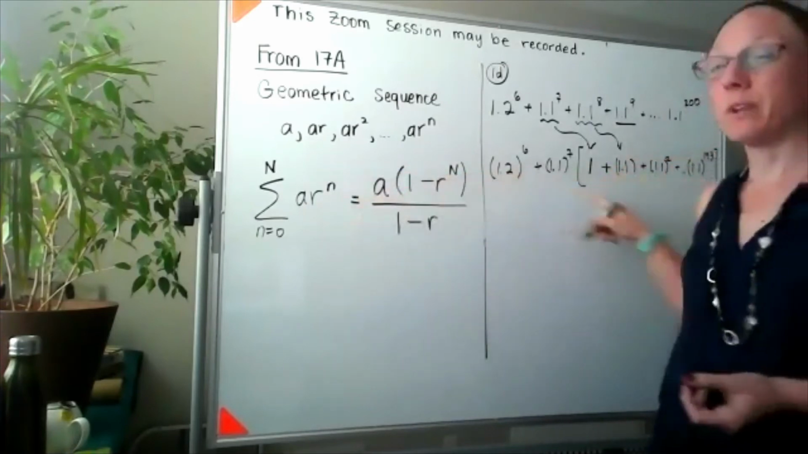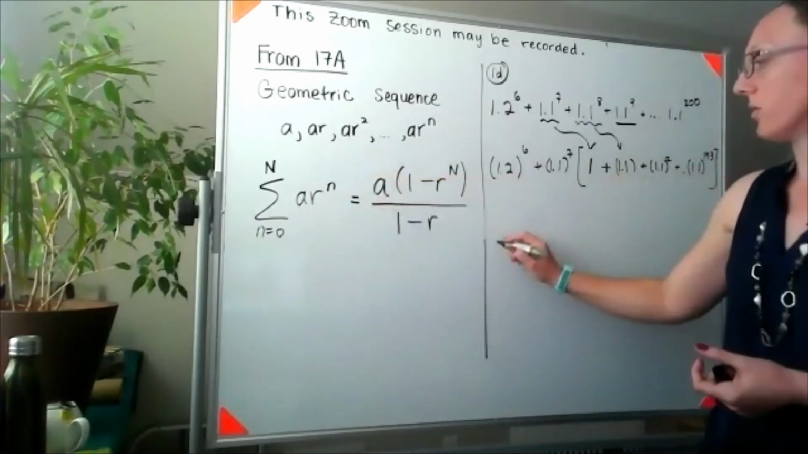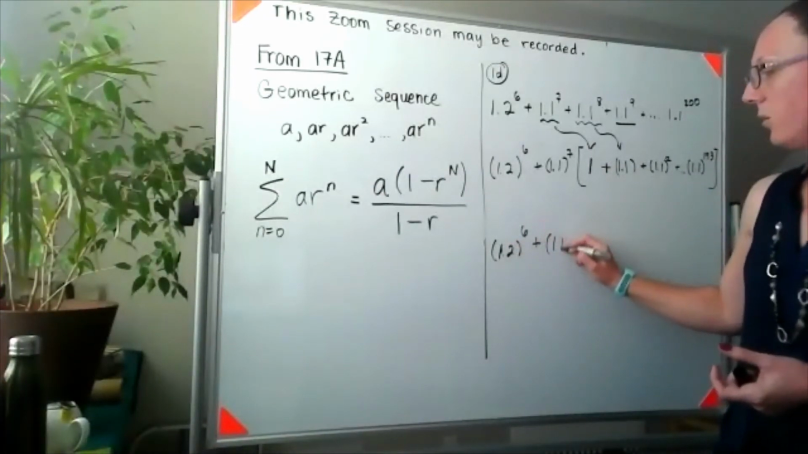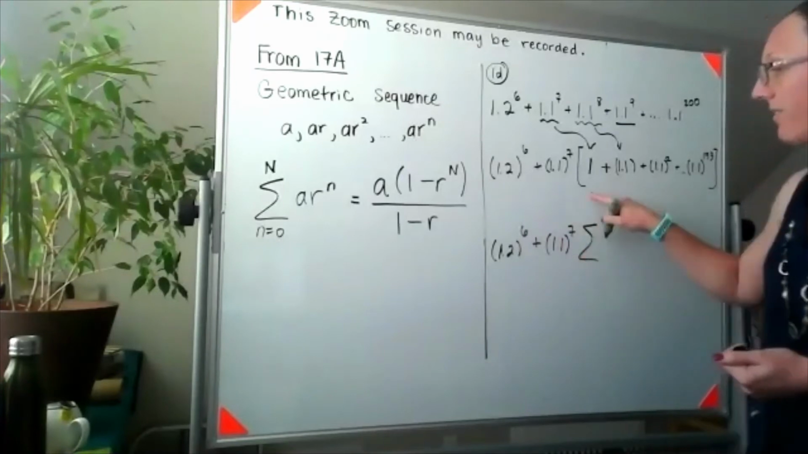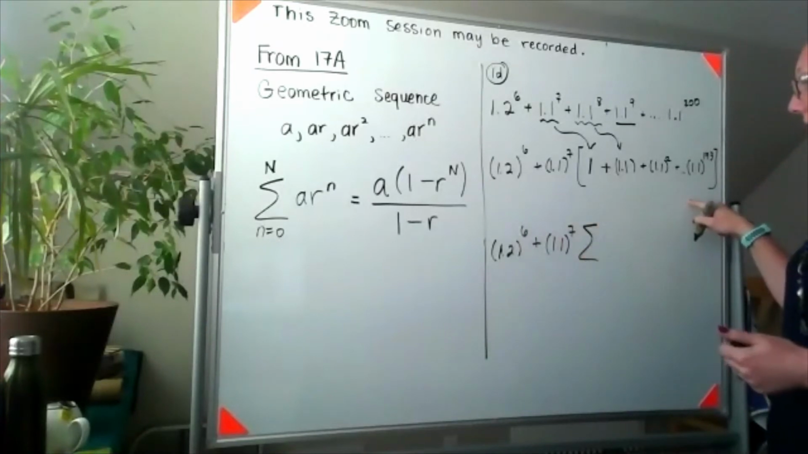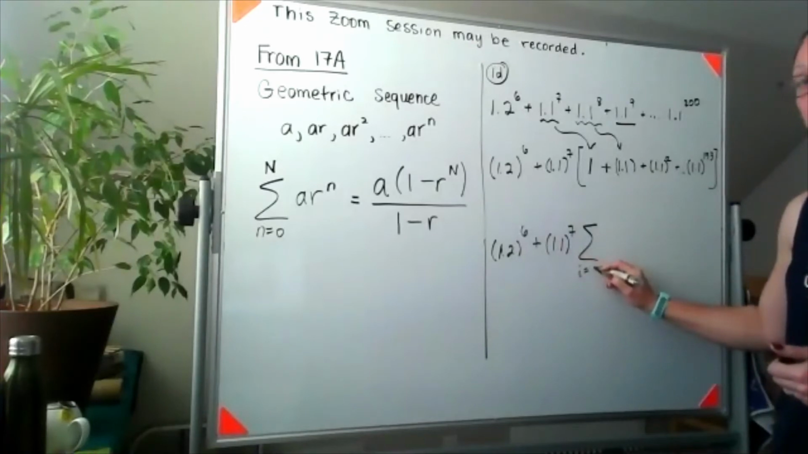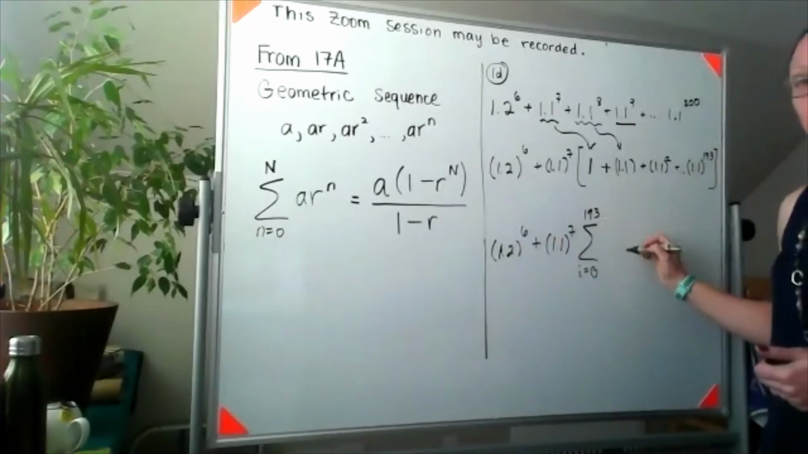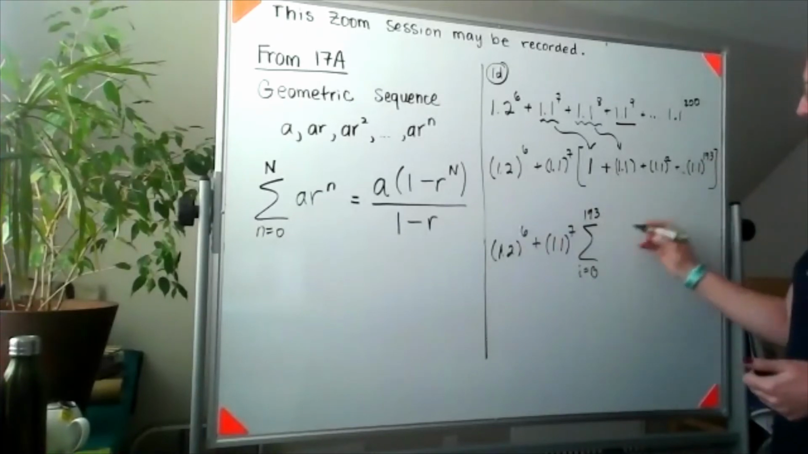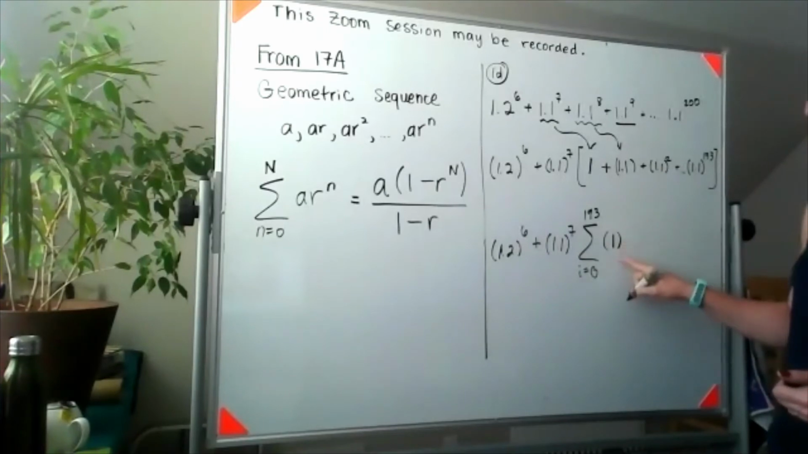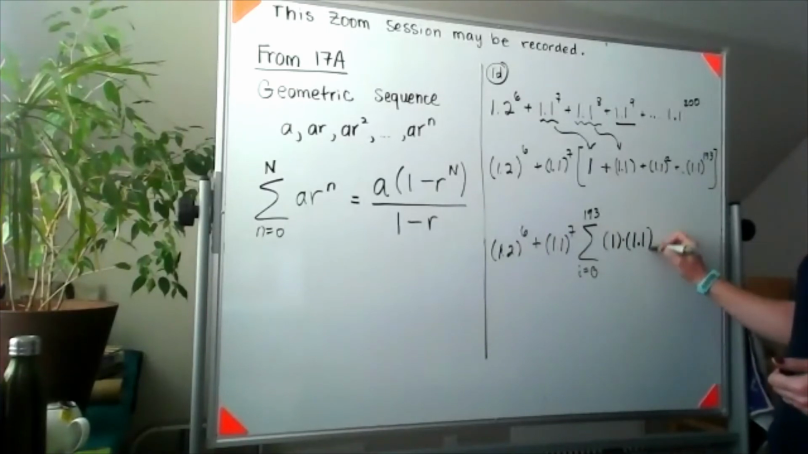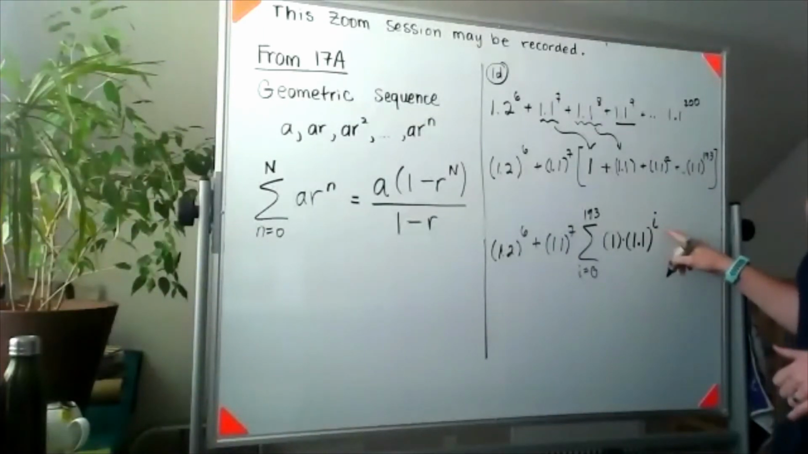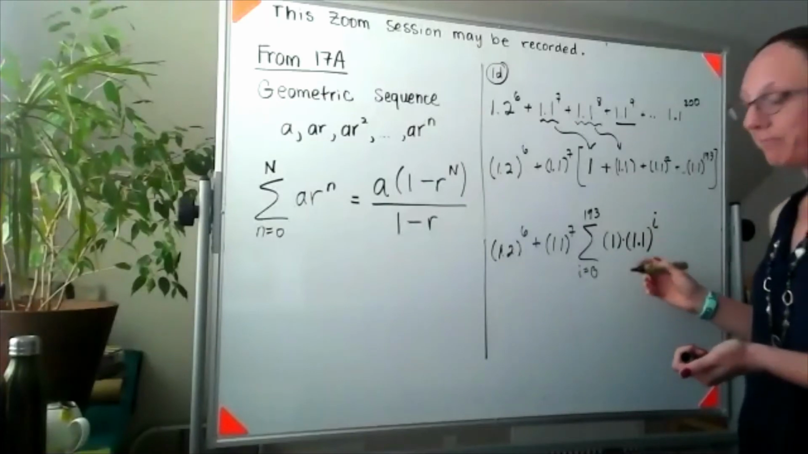Now it's a matter of rewriting this with summation notation to use our rule. So I've got 1.2 to the 6th plus 1.1 to the 7th. And then this, if we rewrite in our summation notation, I'm going to start at 0 and go to 193. And each of these terms can be written as 1 times 1.1 raised to my indexing variable. I'm just using i right now because that's what we've been using for our Riemann sums.